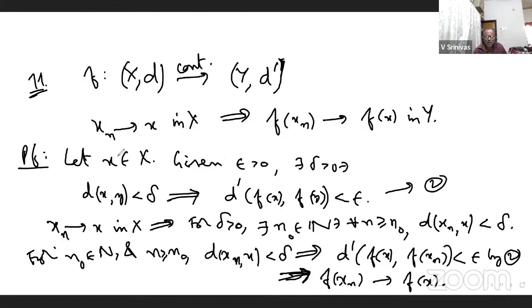Whenever for a sequence of xn's converging to x in X, if f of xn converges to f of x, then you can show that f is continuous. Let me prove that part also. Okay. Of course.